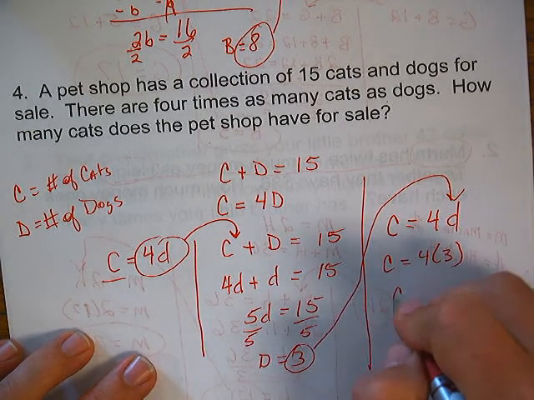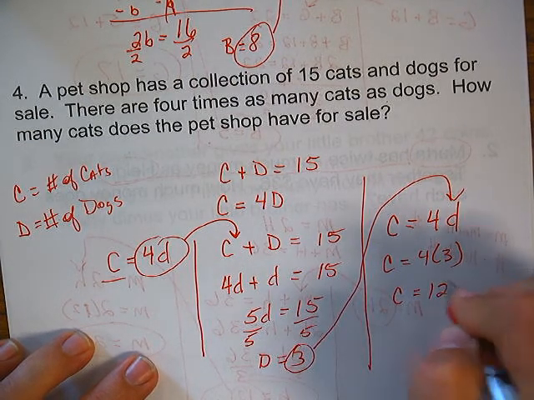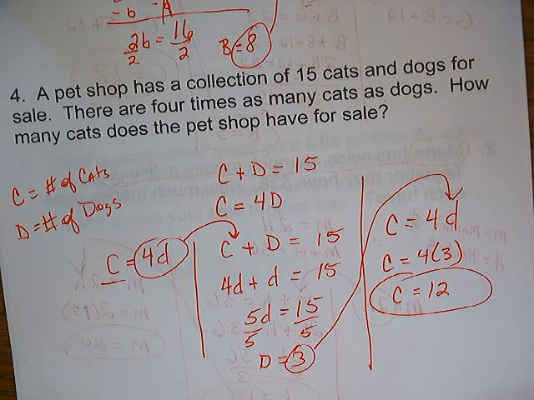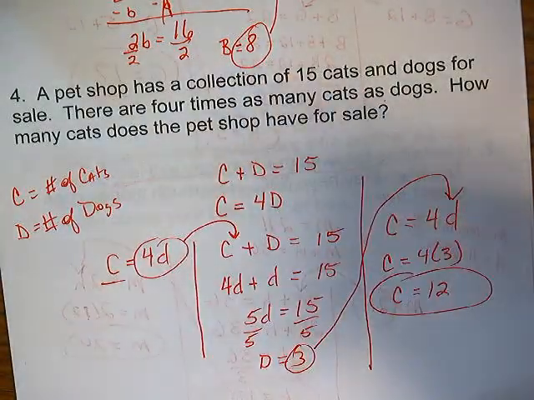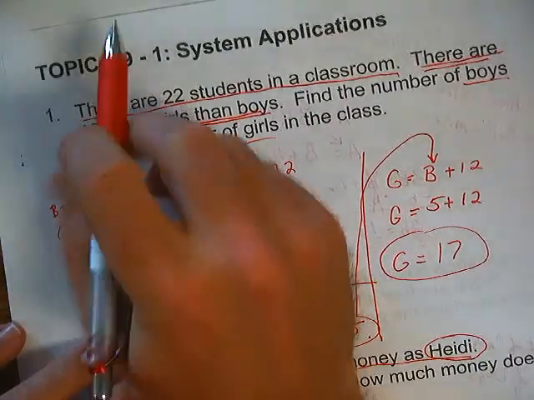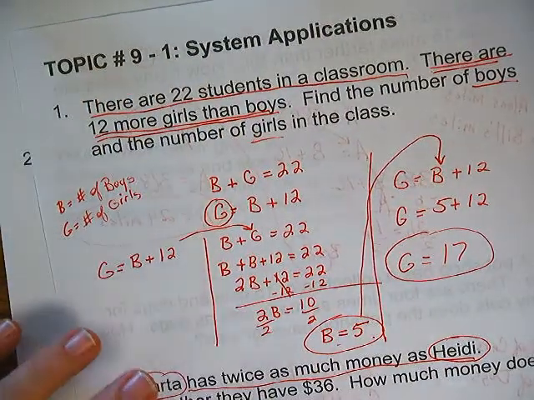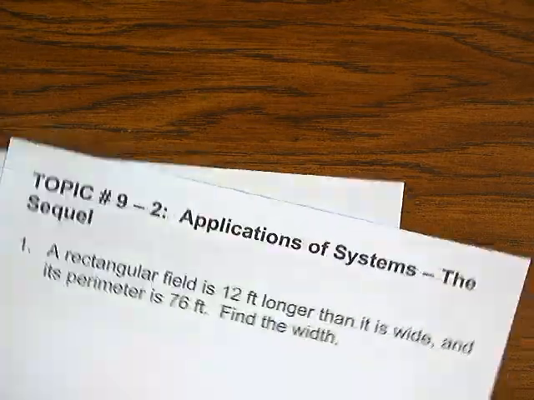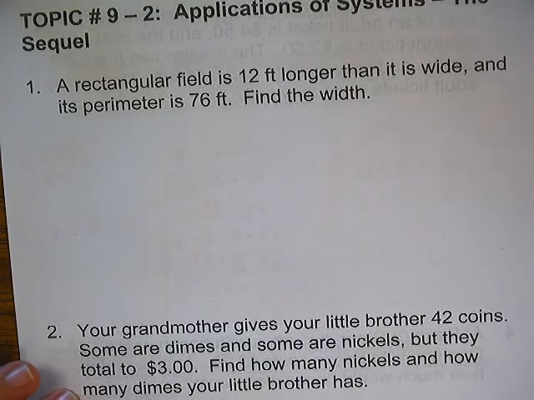Okay, so there are 4 times 3 is 12 cats. That's what we're looking for. Cats equals 12. Good. Now, these first 4 examples will help you with 9.1. Okay, 9.2 has 4 more examples. These should help you with the work on 9.2.